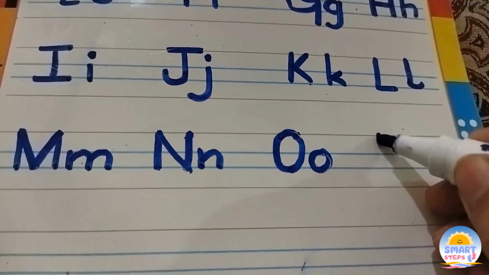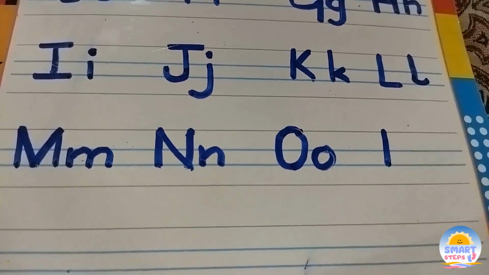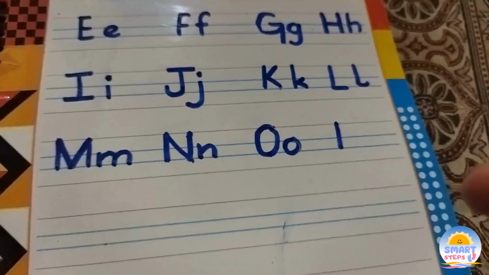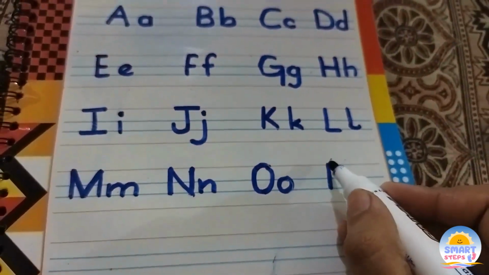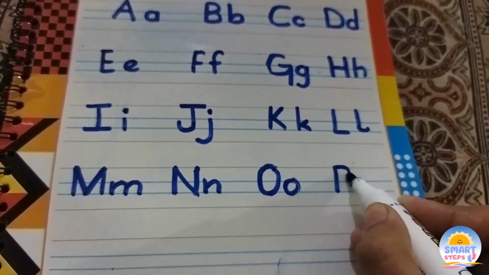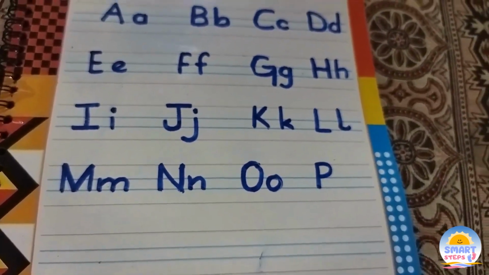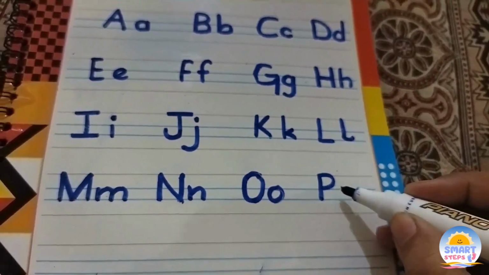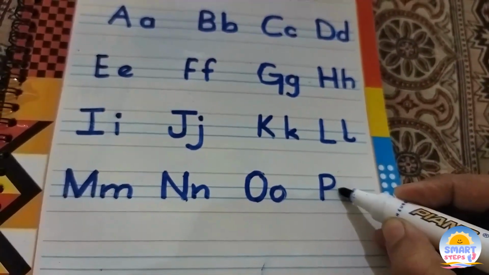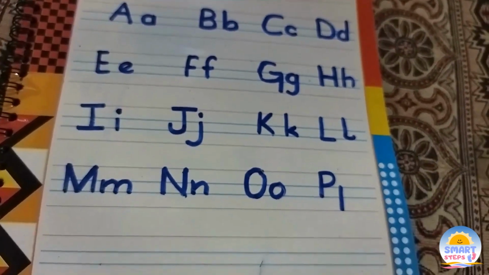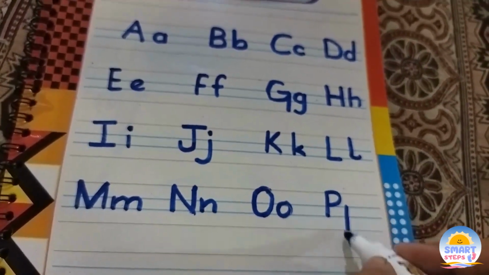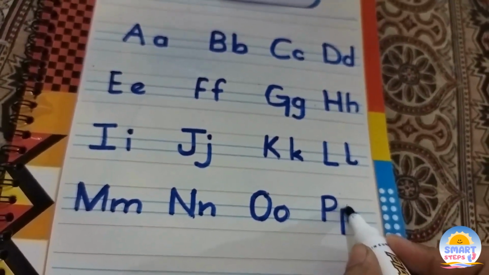P, a standing line from top to bottom and a curve from top to middle towards right eye. For lowercase p, a standing line from middle to below bottom, and a curve in the middle.